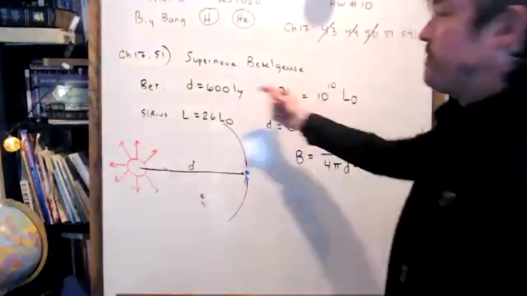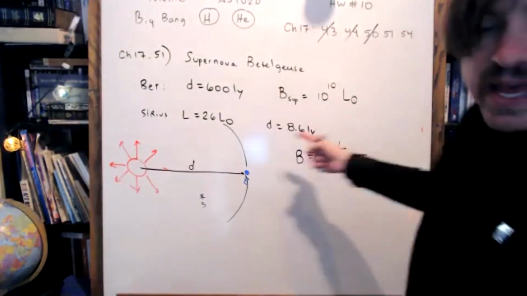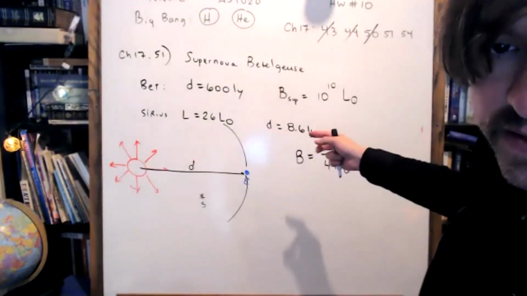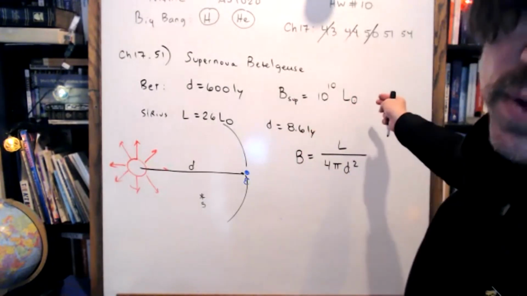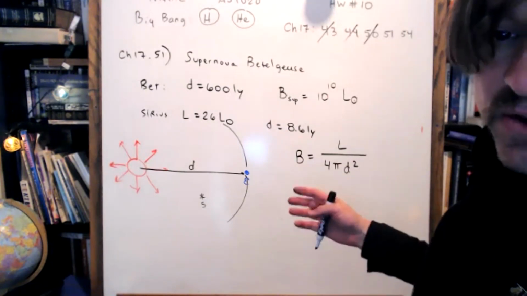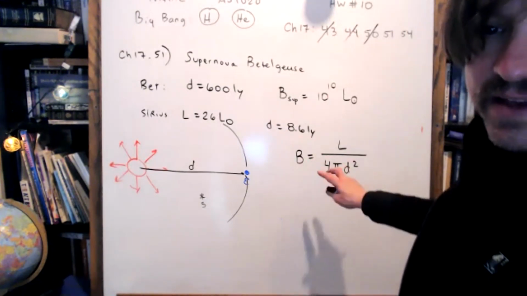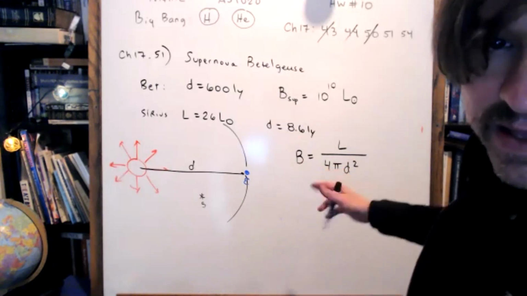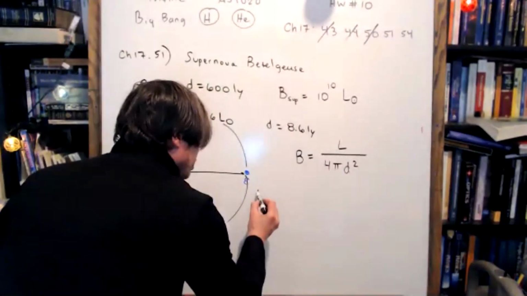We could first calculate the brightness of Betelgeuse. Then we could calculate the brightness of Sirius. Well, this is supernova Betelgeuse, I might add. And then we could divide them. But wouldn't it be cooler if we could divide them algebraically? That way we can get rid of the 4 pi's and save some time. Let's write this out algebra style, which is the slick way to do this.